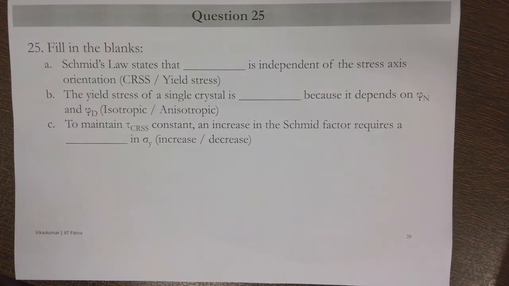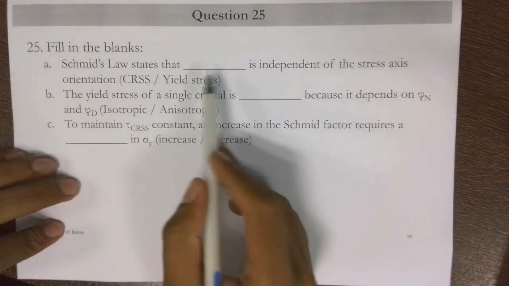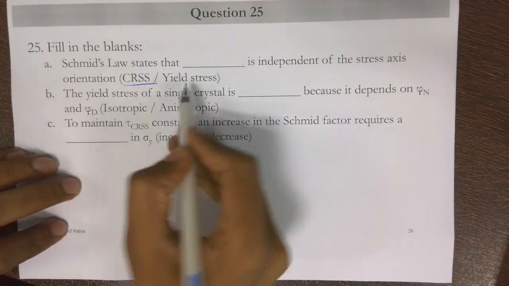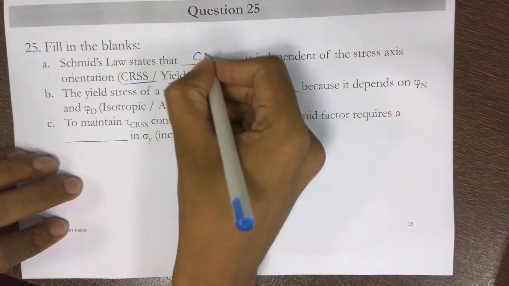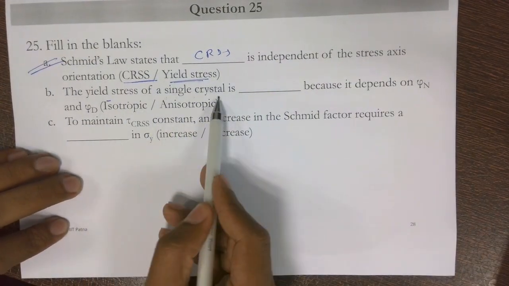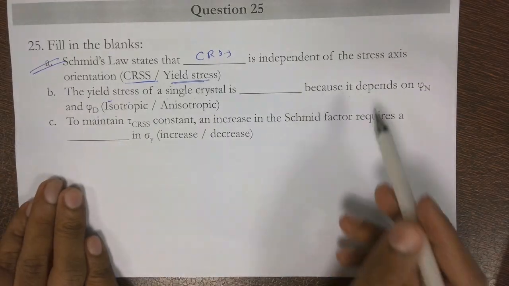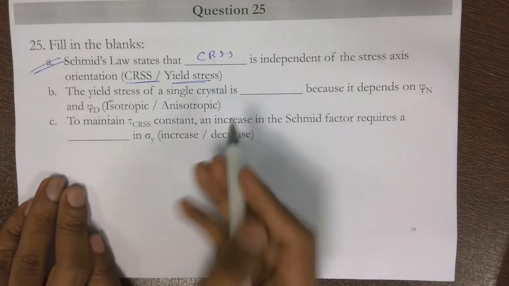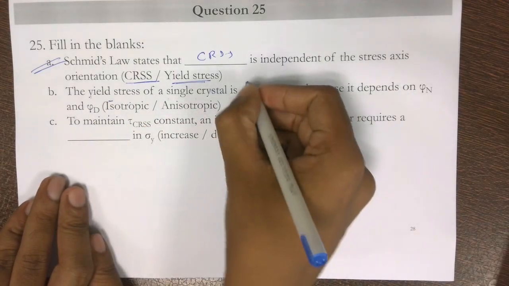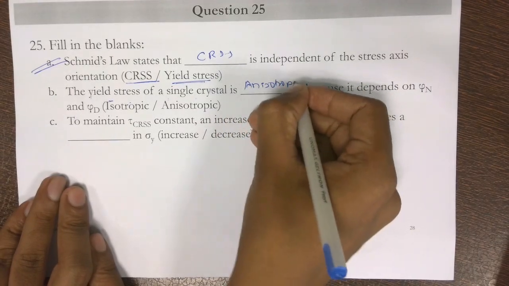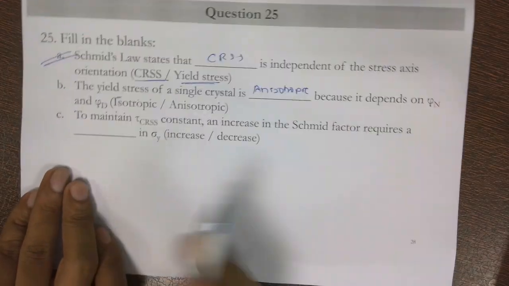First one: Schmid's law states that dash is independent of the stress axis. CRSS or yield strength? It's CRSS. B: Yield strength of the single crystal is dash because it depends upon the orientation. Is it isotropic or anisotropic? It's anisotropic. With that, we have solved this B.